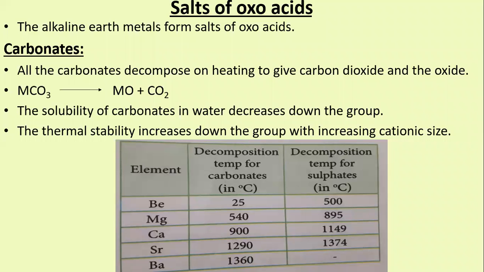Now in this video, we are going to study the salts of oxoacids. Here the alkaline earth metals form salts of oxoacids. Oxoacid means simply an acid that contains oxygen. Under the salts of oxoacids, we are going to discuss carbonate, sulfate, and nitrate.